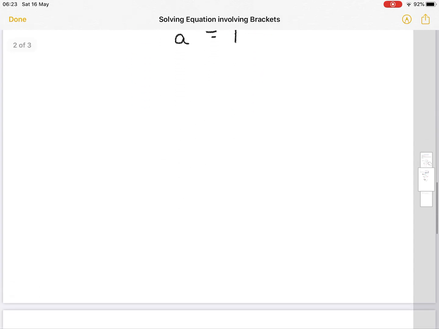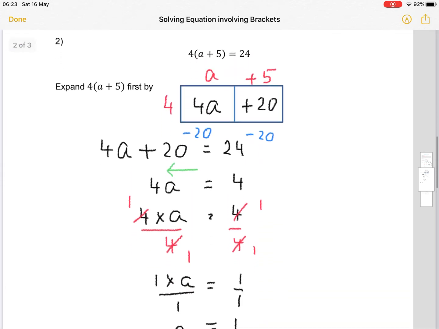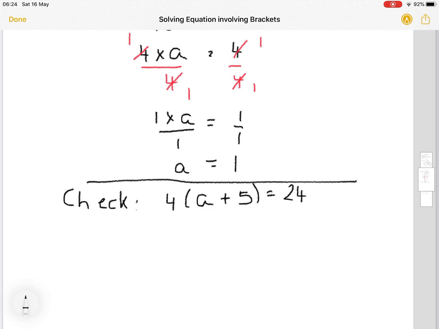Now for checking, boys. Let's check. And the equation was 4 into a plus 5 is equal to 24. I'm going to substitute to check. I'm going to substitute a by 1 in the equation. So instead of a, I'm going to write a 1 plus 5.